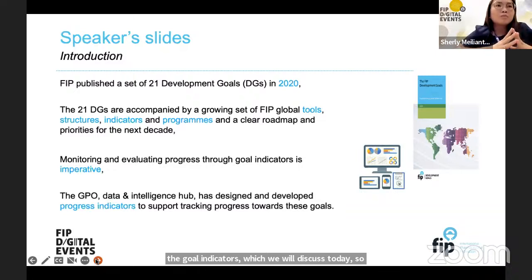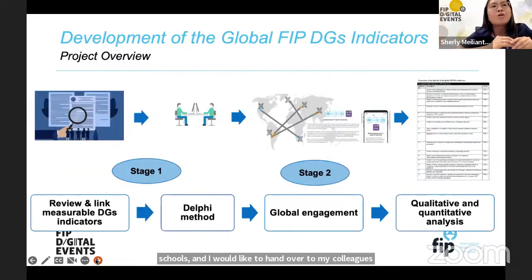So the GPO team has designed and developed progress indicators to support tracking progress towards these goals. And I would like to hand over now to my colleague, Diala Kotmani, who will describe the process of the development of FIP DG's indicators. Diala, the floor is yours.